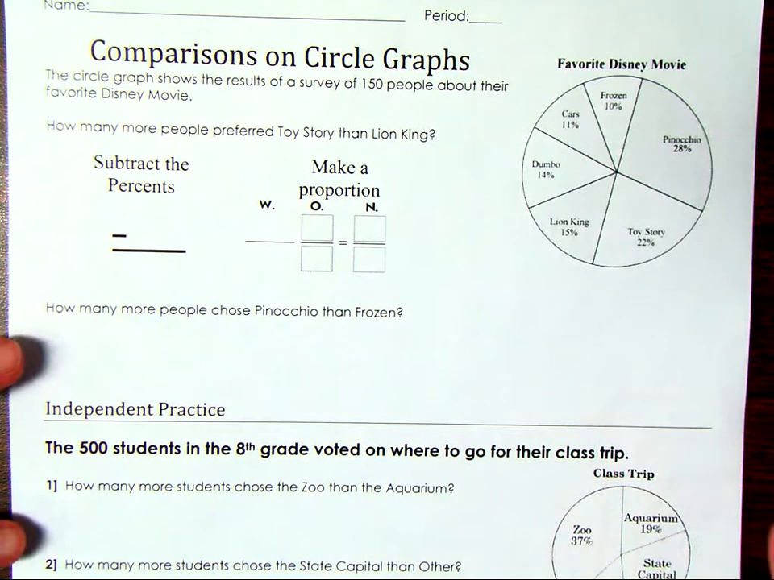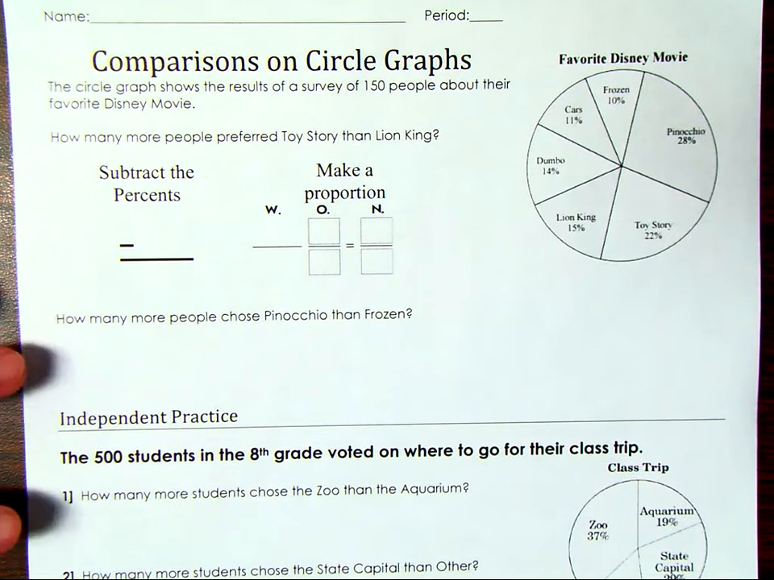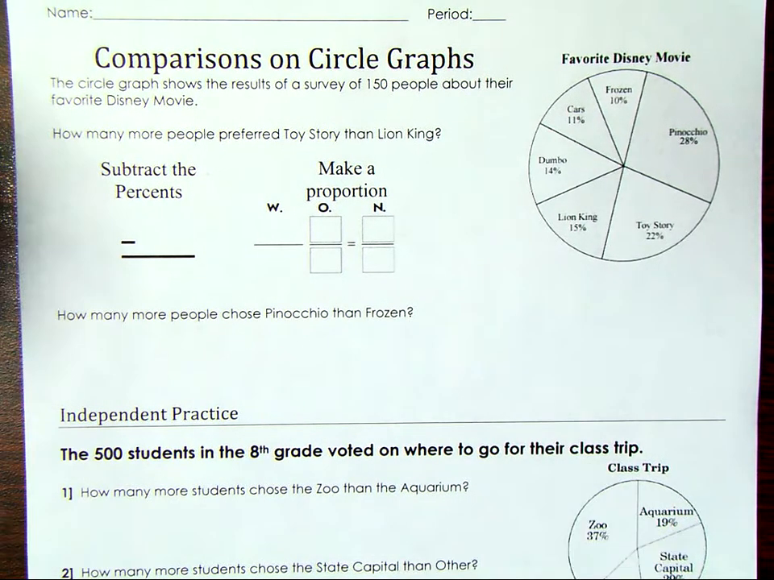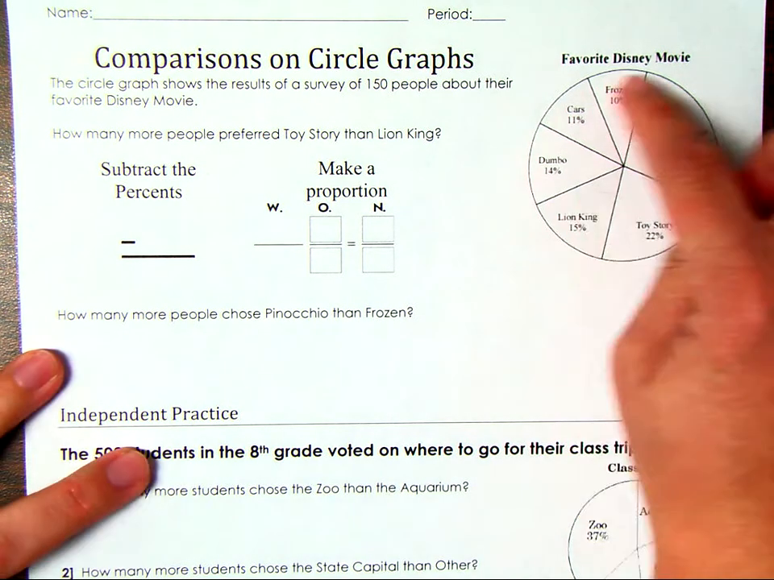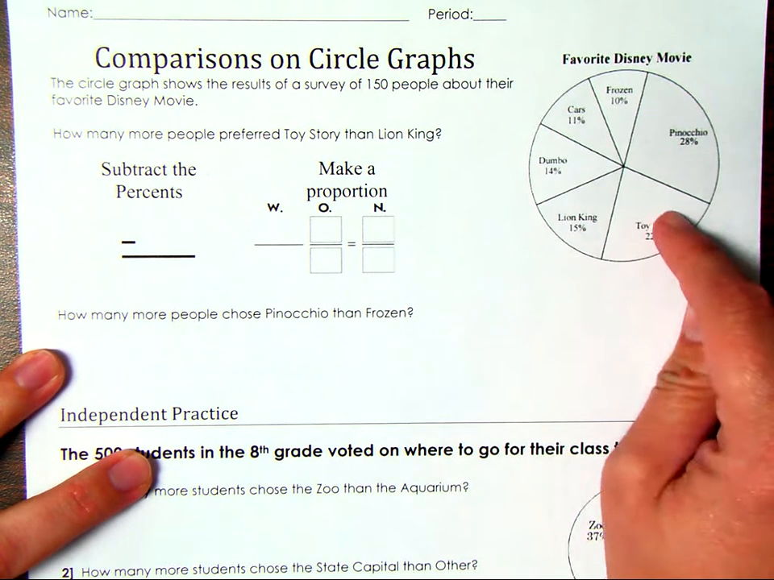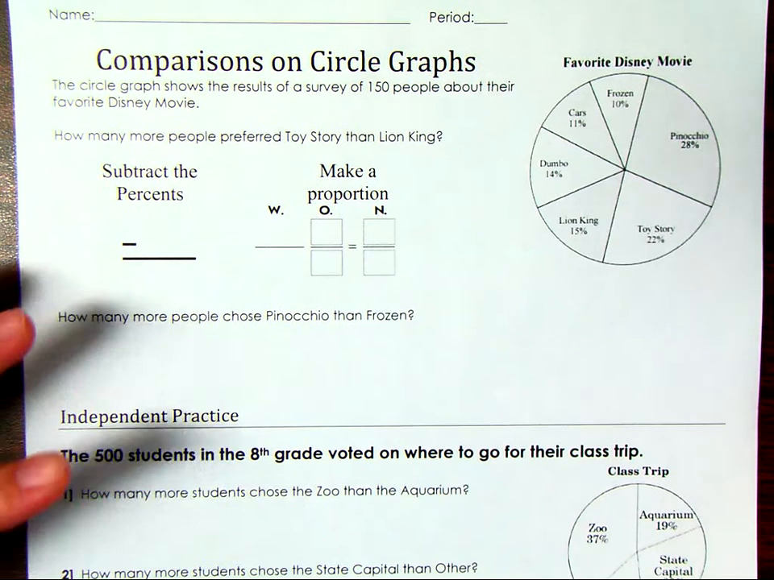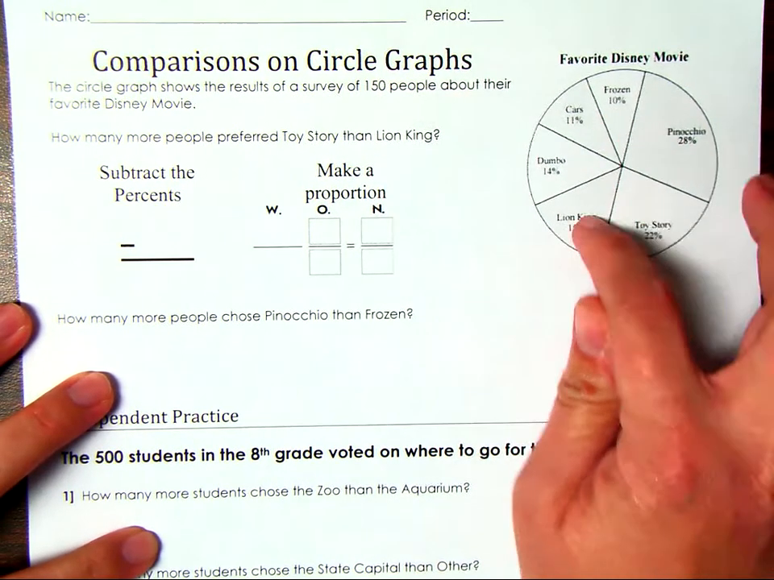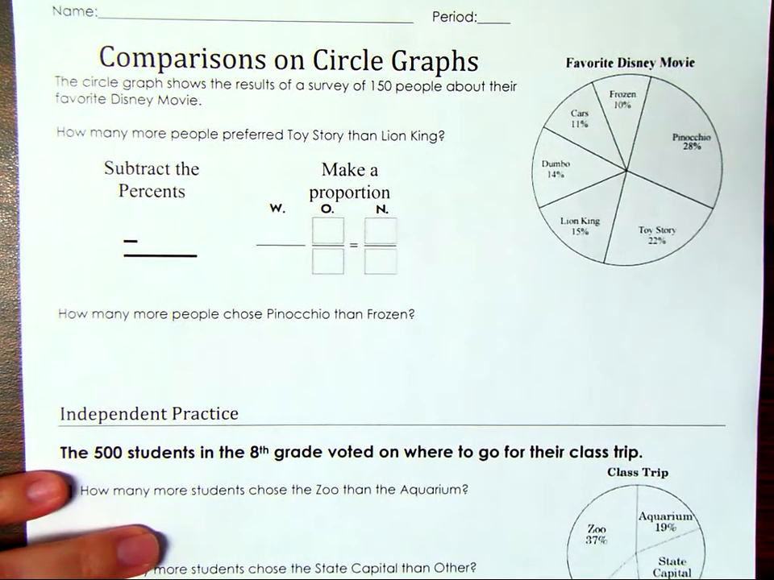Alright y'all, today we're going to look at comparing information on circle graphs. In our previous lessons we talked about how a circle graph represents the percent. Think about these as pieces of pie. Each of these pieces of pie together represents the whole pie, or 100%. So all of these percents need to add up to a total of 100.